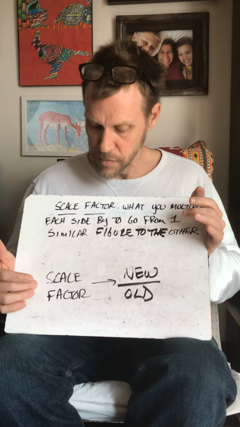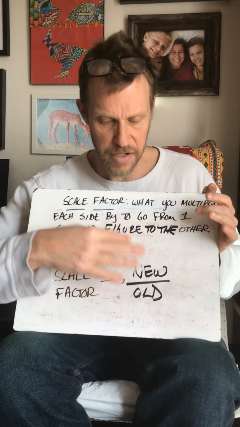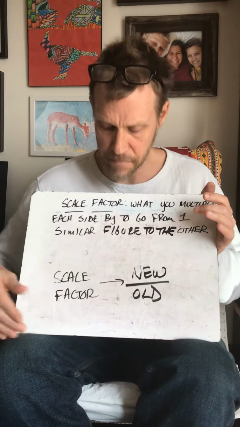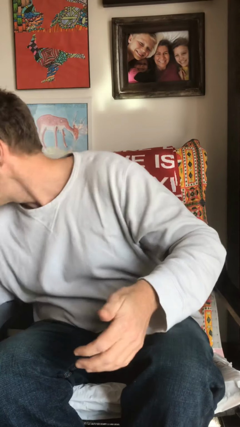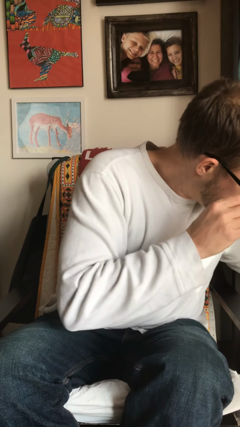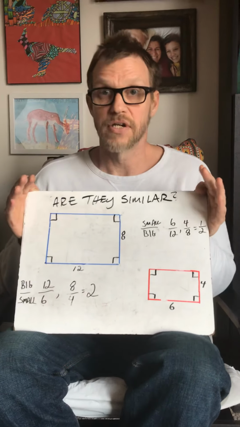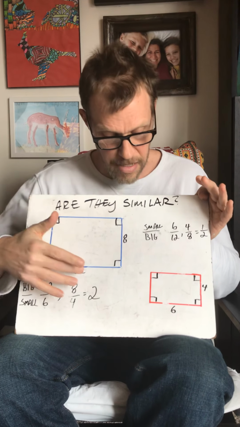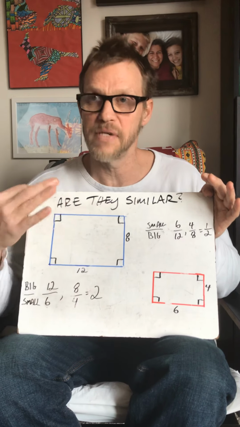What we use is this: if we're going from one figure to another, the new one is what we're going to, and the old one is what we're coming from. So let's look at something with scale factor. With some of these, you're going to be able to do it mentally. Some of you are fully capable of looking at this and knowing exactly what the scale factor is to go from one to the other. But they've got to be similar.